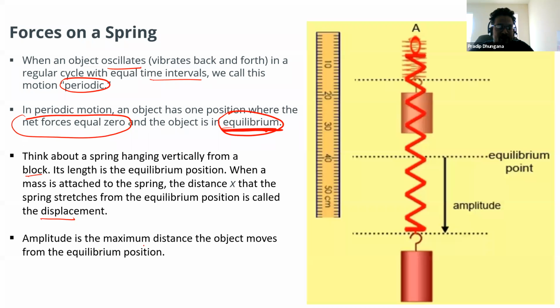And amplitude is the maximum distance. That maximum distance that the object moves from the equilibrium position is called amplitude. So these are the terms you have to remember: periodic motion, equilibrium, displacement, and amplitude.